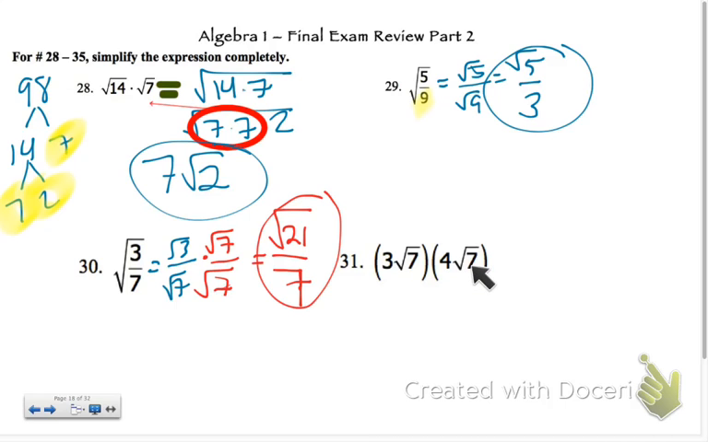But actually, this one, they're both root 7. So root 7 times root 7 is just going to equal 7. And then 3 times 4 is 12. So I have 12 times 7, which equals 84. Bam.